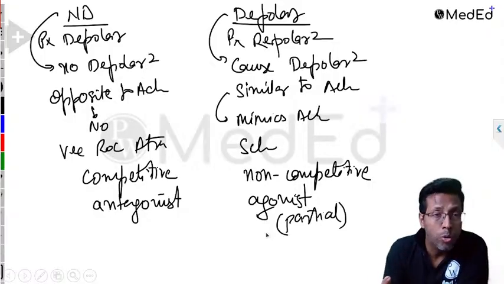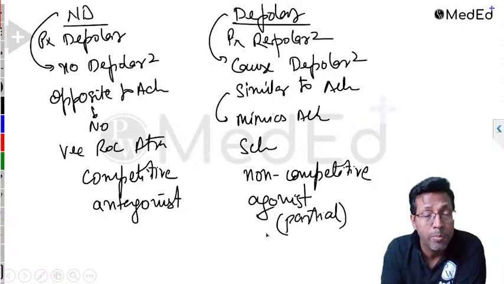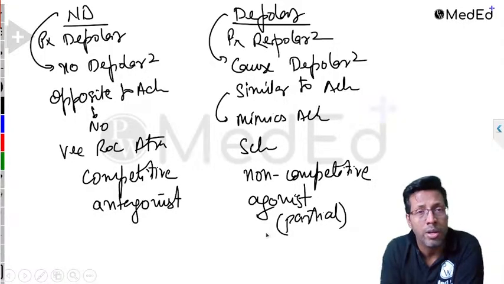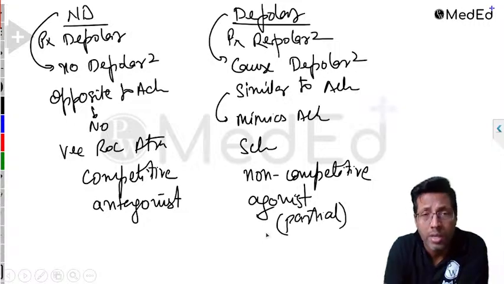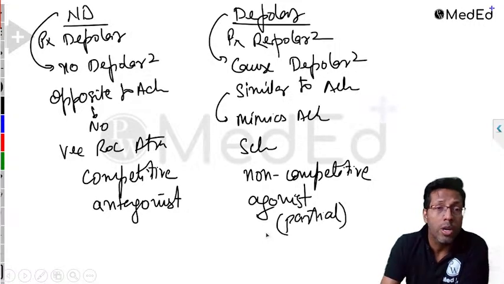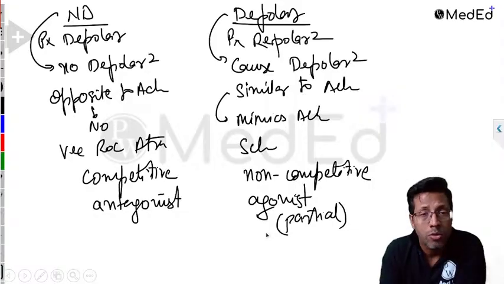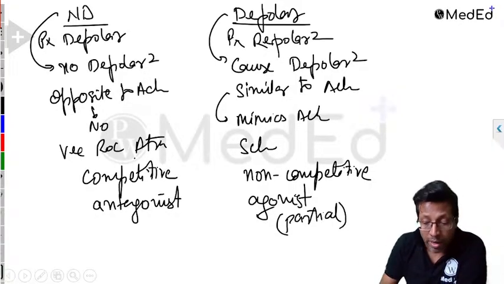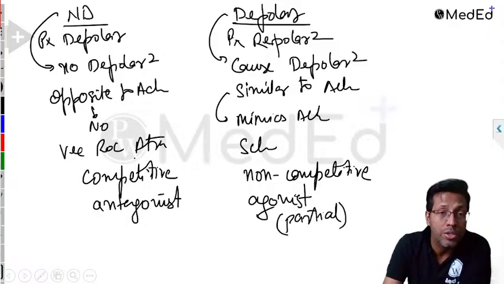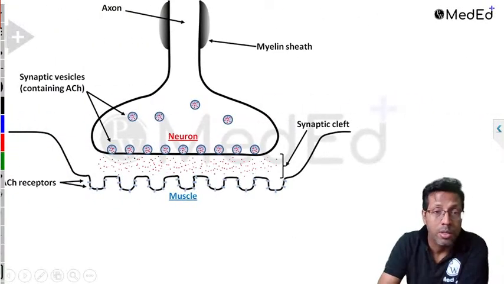On the other hand, non-depolarizing are the ones which prevent depolarization. So they do not cause depolarization. So they are working opposite to acetylcholine, right? So vecuronium, atracurium or rocuronium, they are not like acetylcholine. So are they similar? No, they're different. So that's why they become competitive, and that is the answer to all the questions. They are competitive antagonists. Clear?